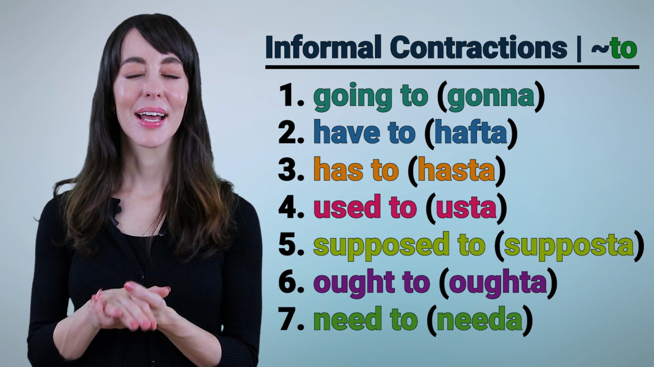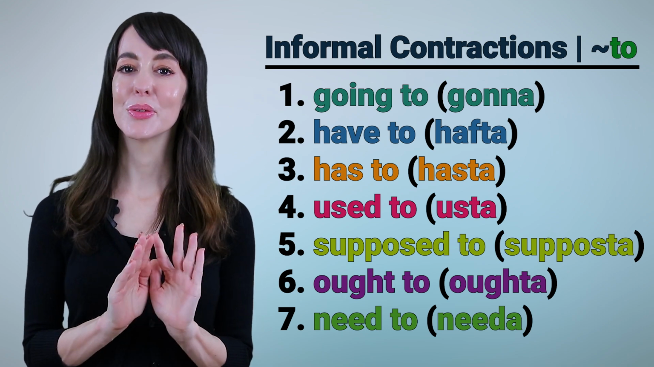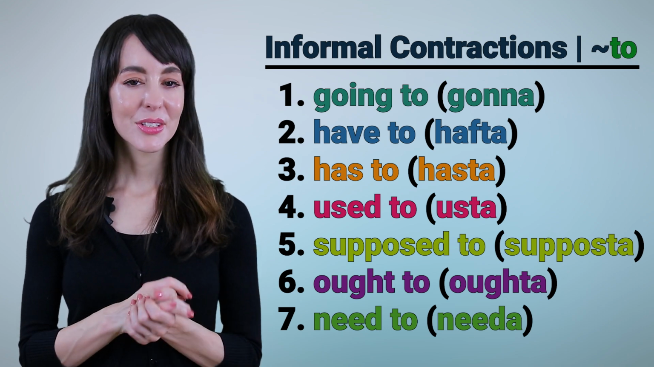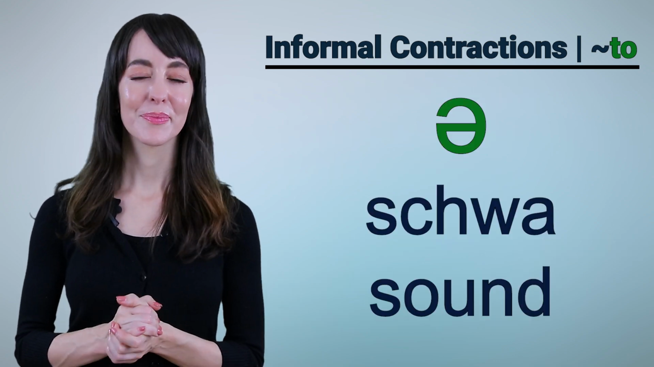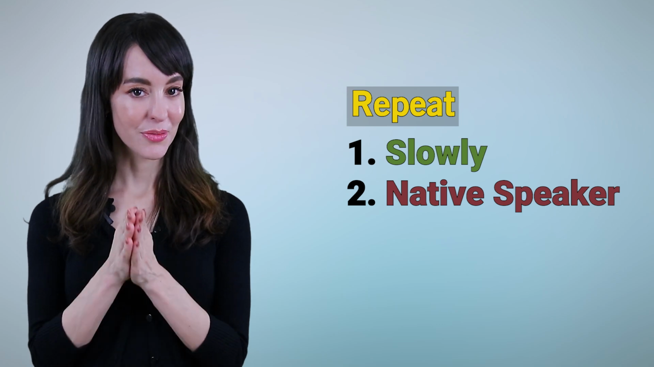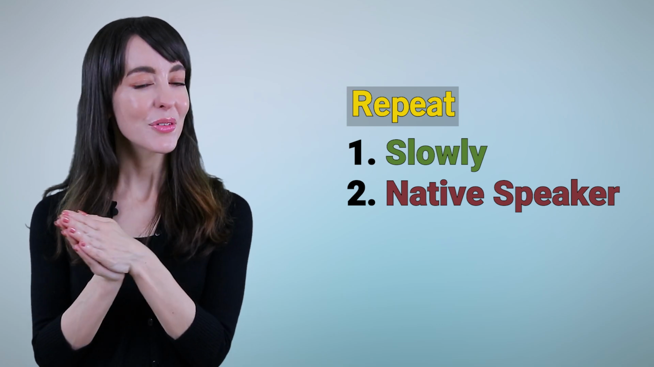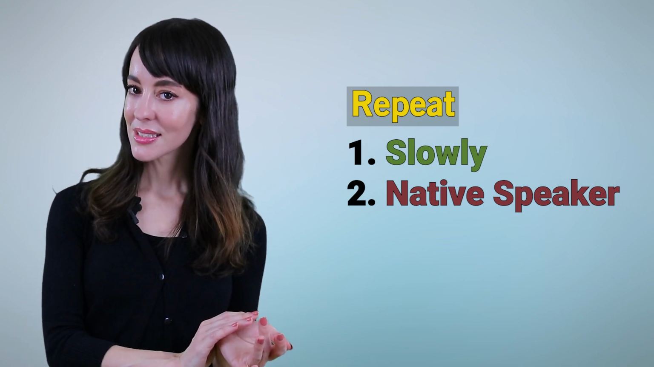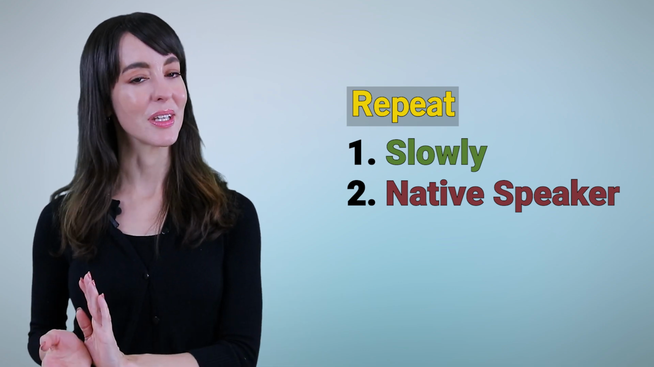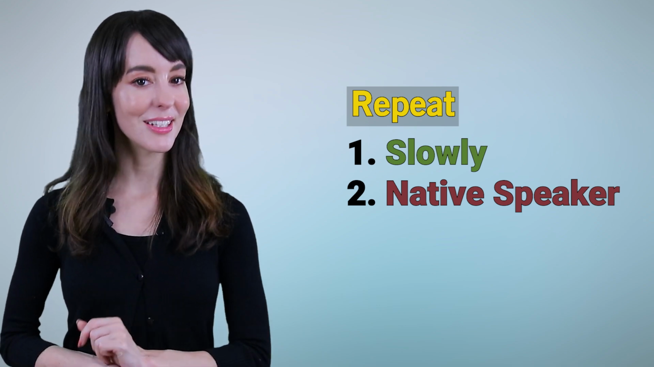Okay, here I have my list of contractions including to. And these contractions are going to use the schwa sound. And I have some examples for you that I need you to repeat after me each time. I will say it slowly first, and then at a native speaker speed second. Make sure you repeat each time.